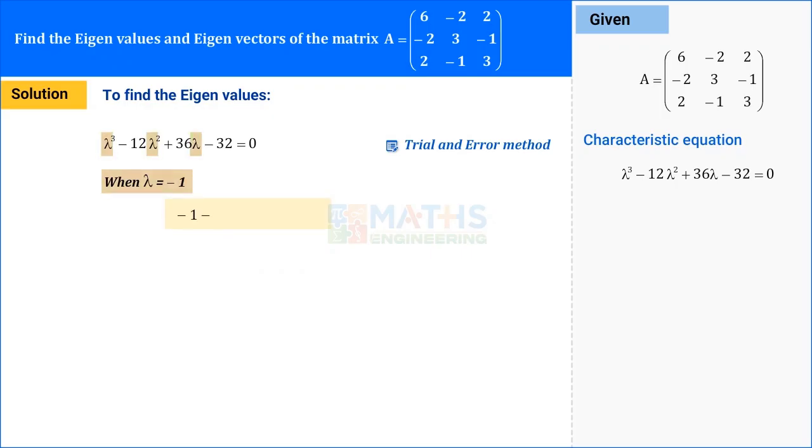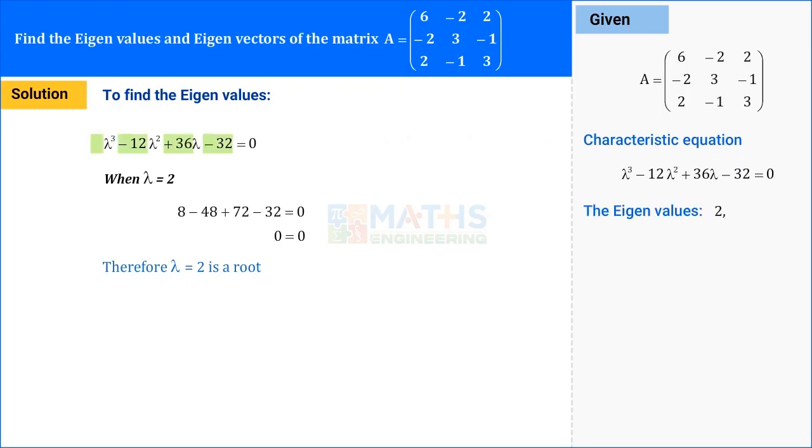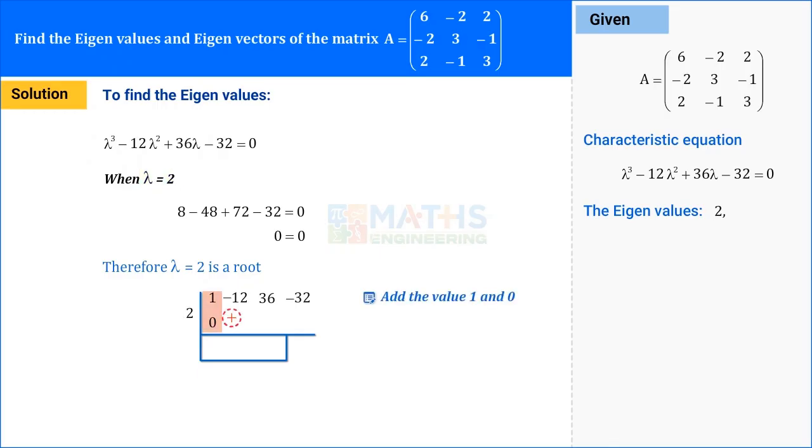We replace lambda is equal to minus 1, we get not equal to 0. Substitute lambda is equal to 2, the characteristic equation becomes 0. Therefore, lambda is equal to 2 is a root of the given equation. We start with this 2. We take the coefficients from the characteristic equation: 1, minus 12, 36, minus 32. We start with 0, we add 1 and 0, we get 1. You multiply that with the 2 outside, write that below 12, minus 12.